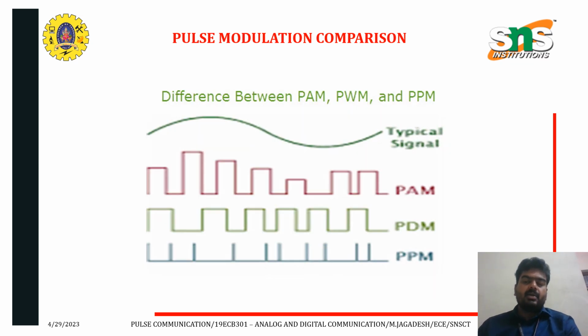These are only some comparisons between the various pulse modulations, and the corresponding waveforms are also compared here. The first one is the typical signal, that is the information signal. For the information signal, how the PAM signal comes as the output is given here in PAM, and below that PDM. This PDM is also called PWM, pulse width modulation, and then PPM.